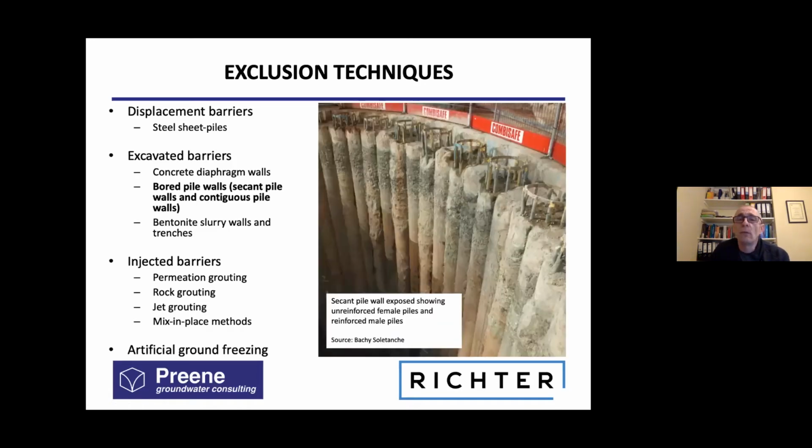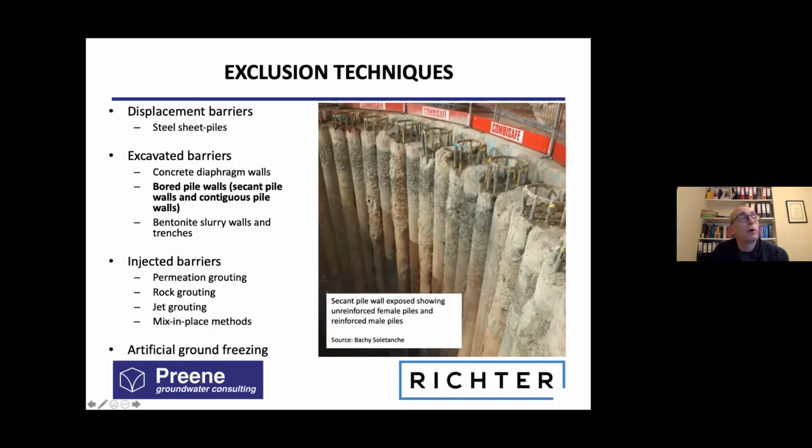One issue with diaphragm walls is each panel is quite long. It might be several meters long. So if you're trying to create complex shapes, maybe for a circular shaft or for excavations that have corners in them, diaphragm walls are not very flexible. So increasingly, people are using secant pile walls to form groundwater barriers.